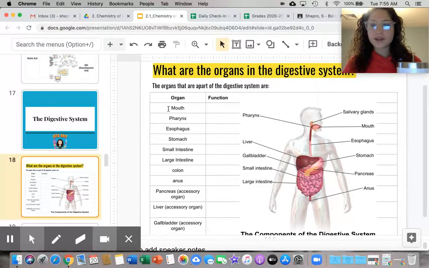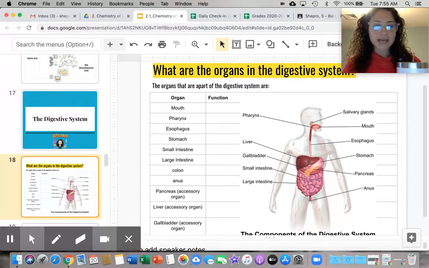So we're going to start with the mouth, which hopefully everybody knows where that is. In the diagram, it's right here. Food is then going to move towards your pharynx. Again, I will be going over these in detail. This is just the overall chart. You might notice it's kind of like a graphic organizer. We have the organ and then we have the function over here.